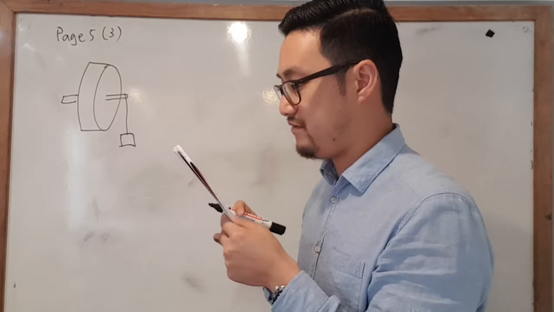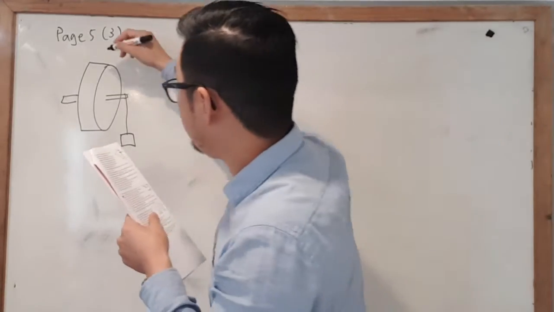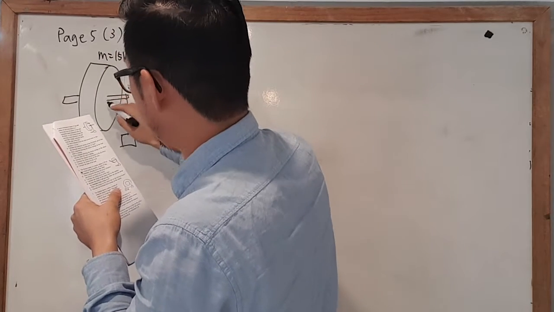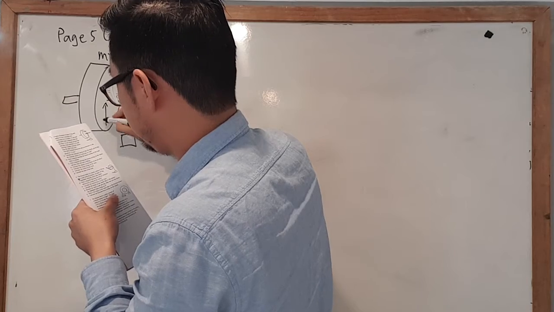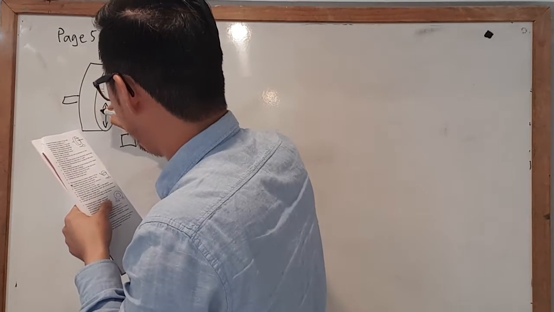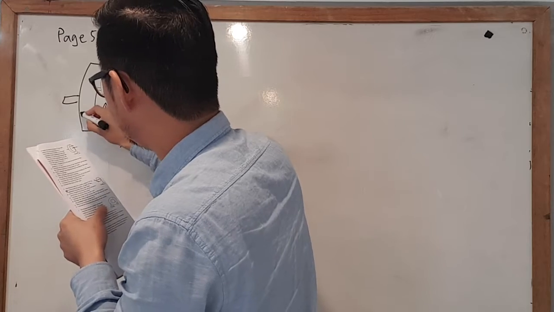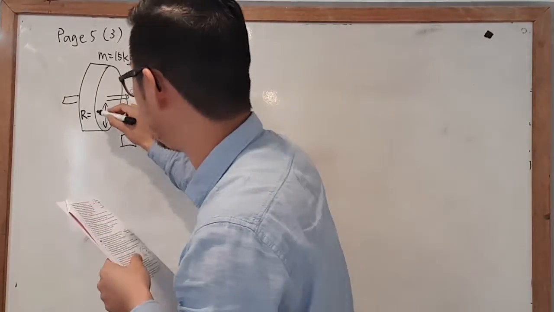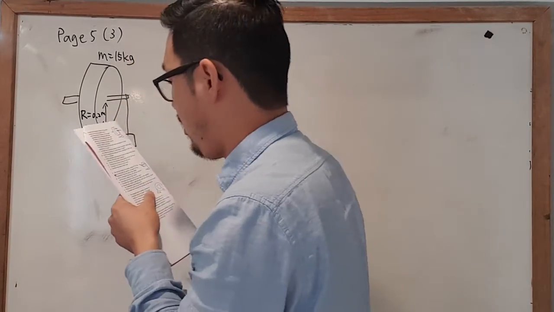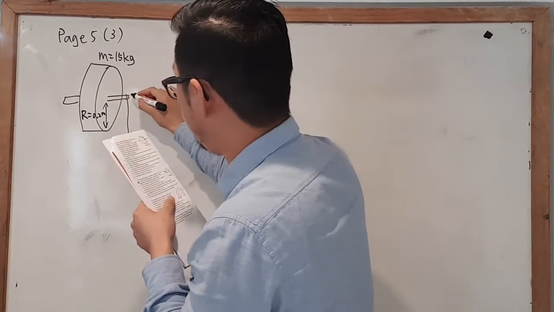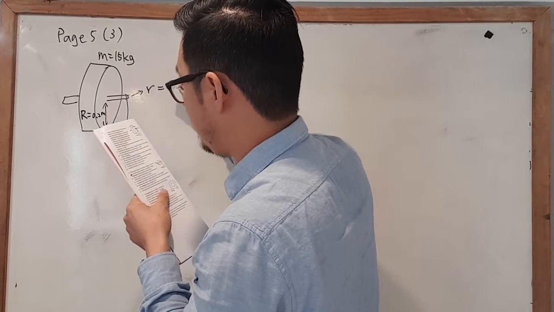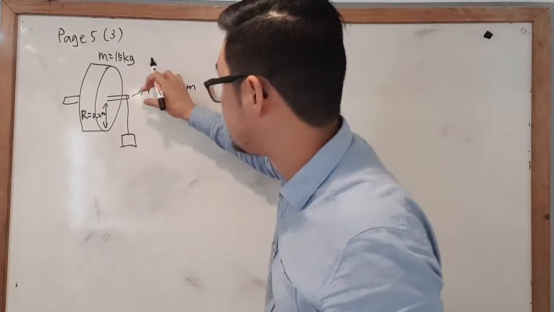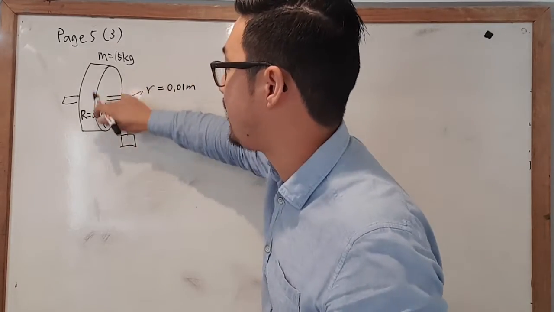We know a heavy flywheel of mass 15 kg. So this object is 15 kg. It has a radius, and I'm going to use a capital R right over here. The capital R is 20 centimeters, so I'm going to write 0.2 meter. Then it has an axle. The axle is a little r equal to 0.01 meter, and negligible mass. So we're ignoring the mass of this thing. Basically that is the rotating part.